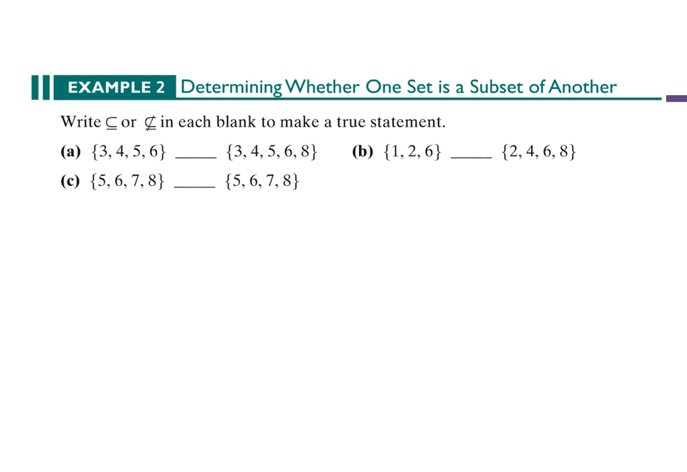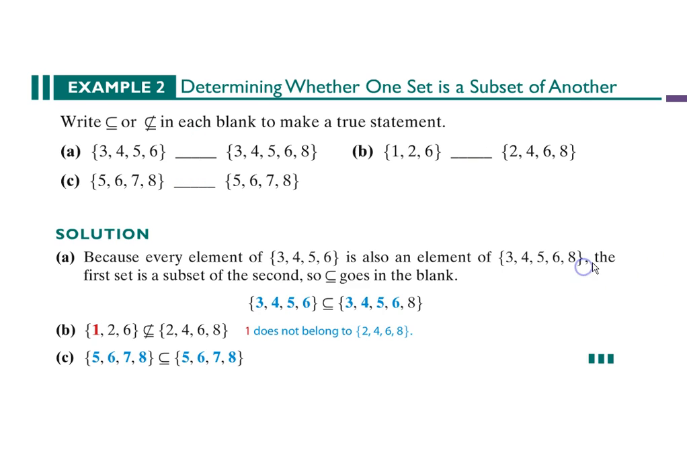All right, example 2. Which symbol do we put to make it true? Again, this is written up in your book, so all you need to do is write the answers in. 3, 4, 5, 6. 3, 4, 5, 6. So this is a subset. For B, 1, 2, 6, no 1. So this is not. 5, 6, 7, 8, 5, 6, 7, 8. This is a subset. Remember, a subset is a subset of every set. There you go. And there they are.